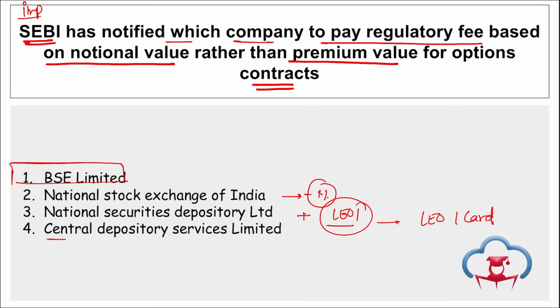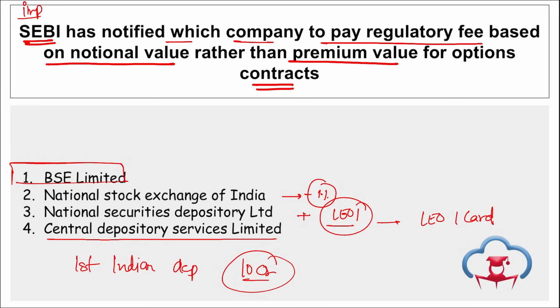Then if we talk about Central Depository Service Limited, they became the first Indian depository to hold 10 crore active dematerializations. I repeat, CDSL became the first Indian depository to hold 10 crore or 100 million active dematerialization accounts. Take a note of this.